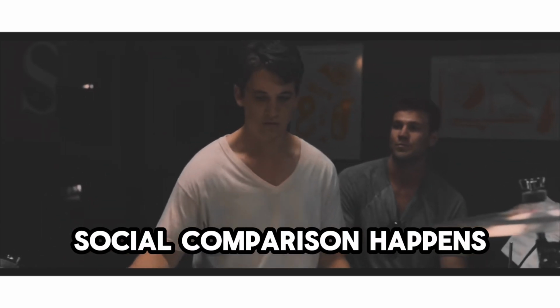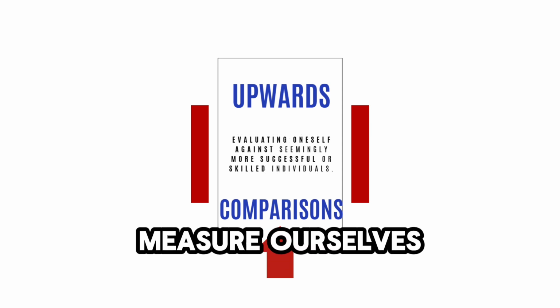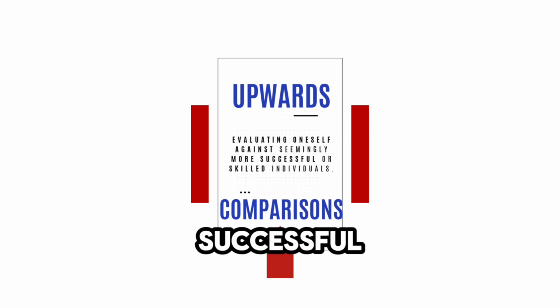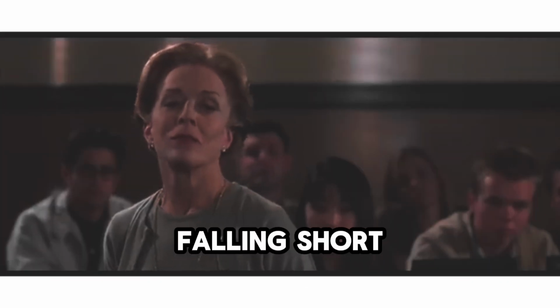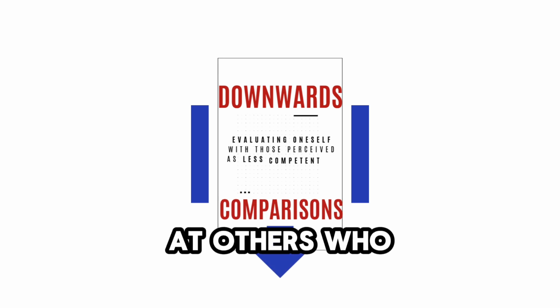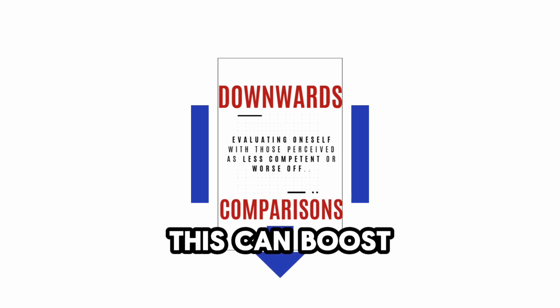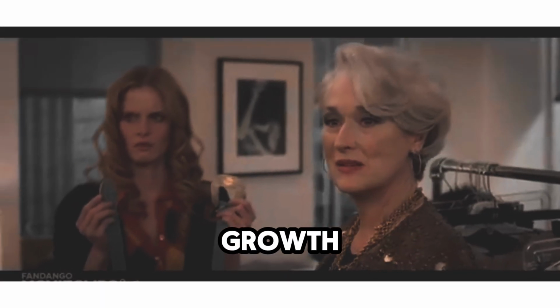Social comparison happens in two main ways. Upward comparison is when we measure ourselves against those we see as more successful. It can inspire us to improve, but it can also make us feel we're falling short. Then there's downward comparison, where we look at others who seem less successful. This can boost our self-esteem temporarily, but it doesn't always lead to growth.